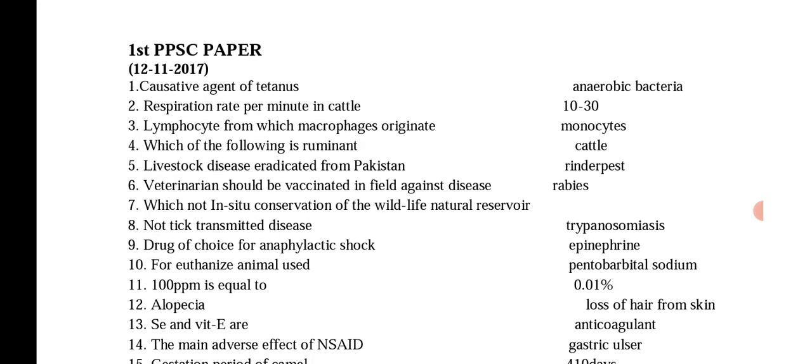Questions are: causative agent of tetanus is anaerobic bacteria. Respiration rate per minute in cattle is 10 to 30 respirations per minute. Lymphocyte from which macrophage originate is the monocytes. Which of the following is ruminant? Cattle is ruminant. Livestock disease eradicated from Pakistan is rinderpest.